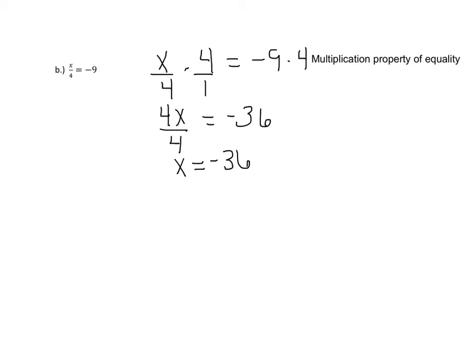Just like all of the other problems, we can check our work by plugging our answer in for x in the beginning. -36 divided by 4 equals -9, and both sides equal -9, so that is the correct answer.